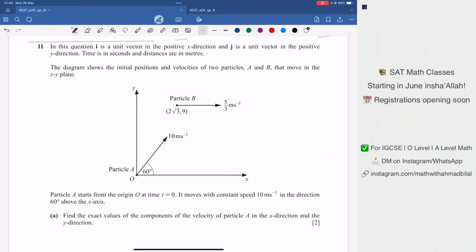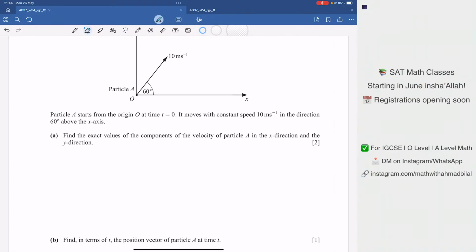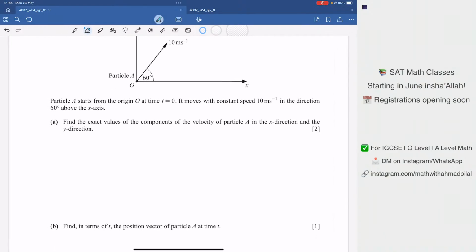The diagram shows the initial positions and velocities of two particles A and B that move in the xy plane. Okay, so we can see their initial positions. A is starting from the origin, B is starting from this point, and we have their velocities given as well. This is 5√3 in this direction, 10 meters per second in this direction. All right. Now, first of all, we're saying particle A starts from the origin at time t equals 0.